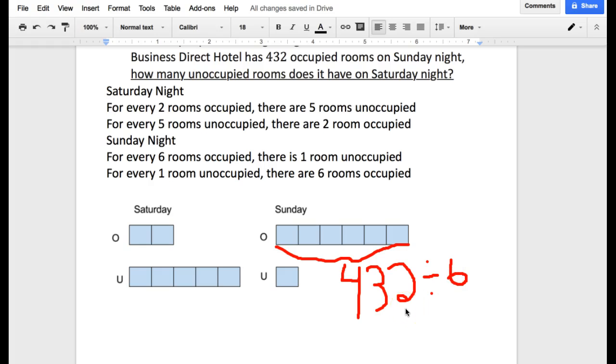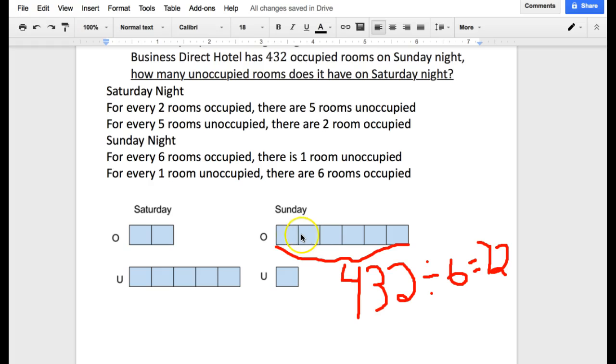So right now on your calculator or on your paper, figure out what 432 divided by 6 is. All right, you should now have figured out that it equals 72. So if it equals 72, and then we know that 72 goes inside each one of these boxes as well as this one, that means that there were 432 rooms occupied on Sunday night and 72 rooms were not occupied, which gave us the ratio of 6 to 1.